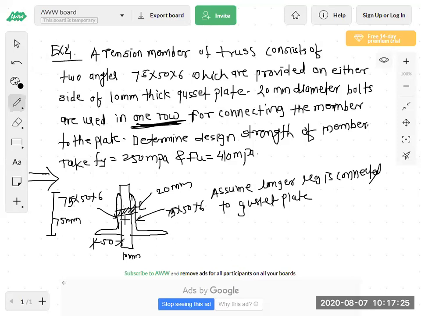Two angles are connected either side on this gusset plate. This is the gusset plate and these two angles are connected either side, and the two angles are the same size, 75 by 50 by 6. This is 75 by 50 by 6, and we assume that here the longer leg is connected to the gusset plate. Okay.